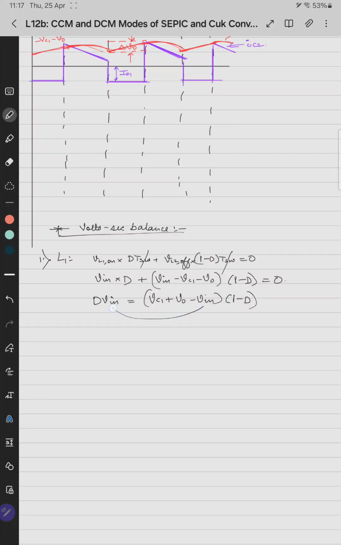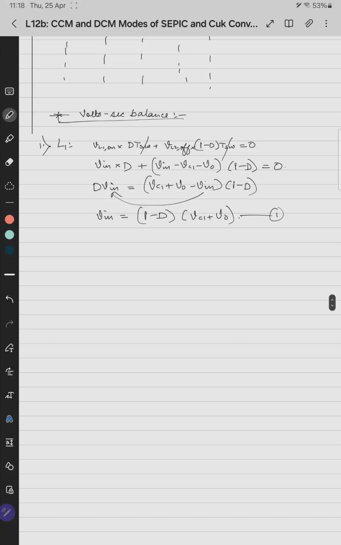If you bring Vin to this side, minus becomes plus. So D minus D becomes 0, so it will be Vin. So Vin equals 1 minus D times VC1 plus V0. This is equation number 1. So we have to get the ratio between Vin and V0. So we have to get rid of VC1.